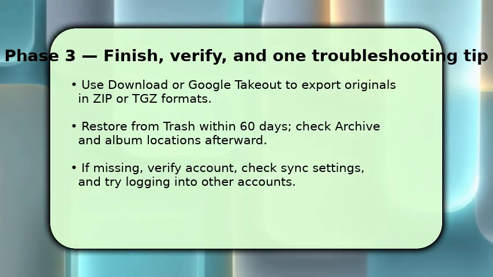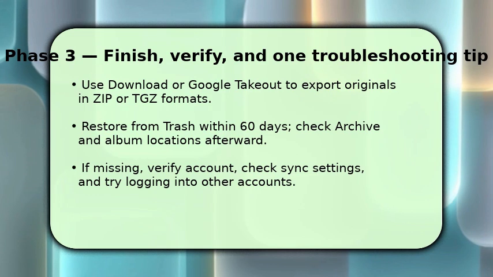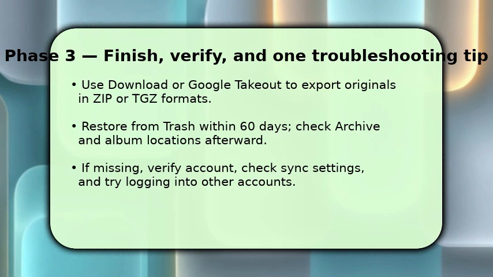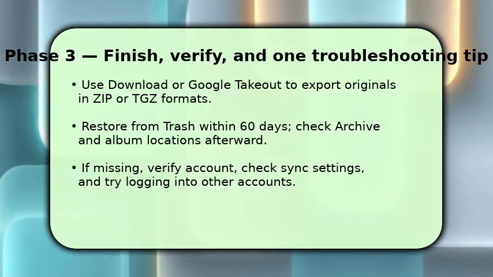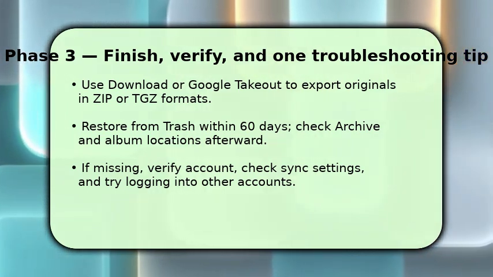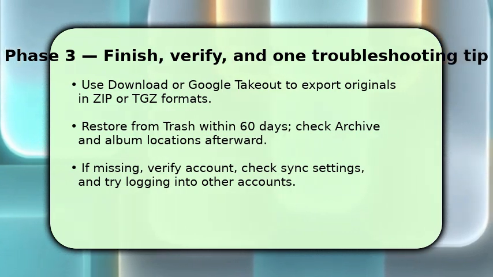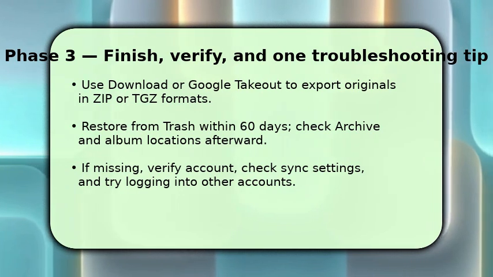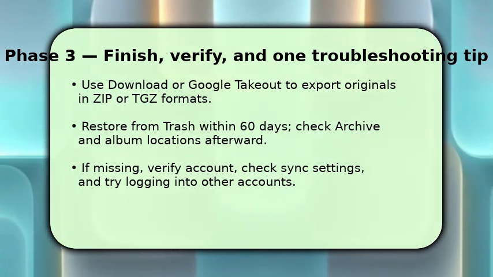If images were deleted, restore them from trash within 60 days, and then check Archive and Albums to ensure they reappear. If something goes wrong, the key troubleshooting tip is to verify you're in the correct Google account and that Backup and Sync was enabled. If not, check other accounts and device folders before concluding the files are gone.